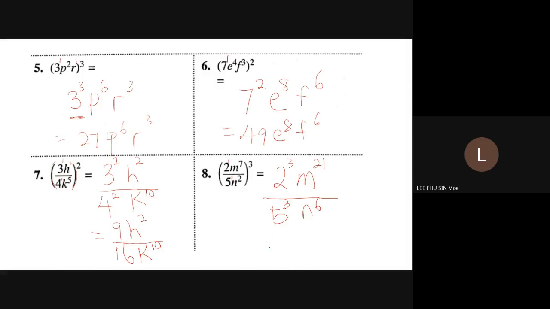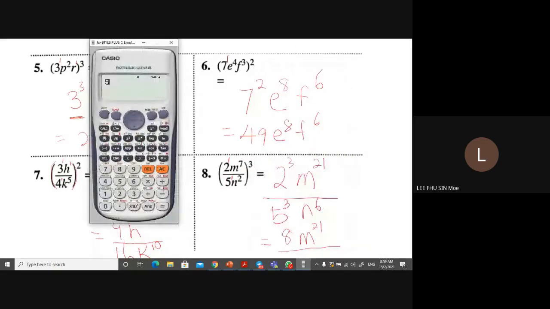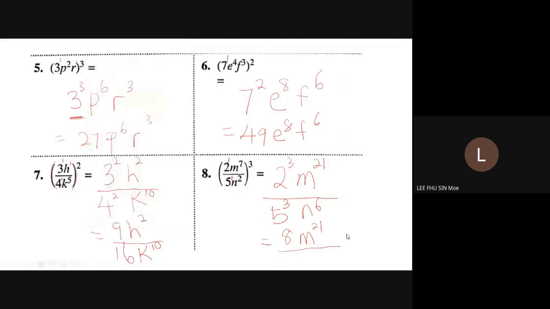Okay, then the number you just simplify. 2 to the power of 3 is 2 times 2 times 2. That is 8. Okay, M power of 21, you just copy down. This one 5 to the power of 3 means 5 times 5 times 5. If you are not sure, you press a calculator. What's the answer for 5 to the power of 3? Equal to 125. Okay, so you just put in 125 and square.